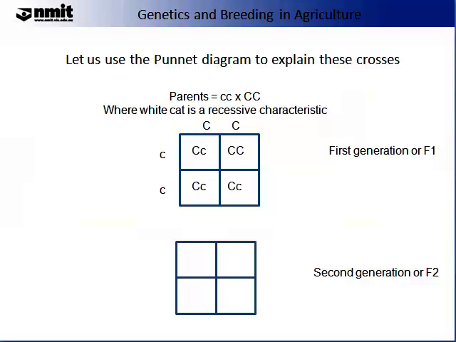We can now use the Punnett diagram to explain these crosses. As before, if you put the parents at the top and to the left-hand side, you can then work out all the first generation combinations. Our parents are a recessive cat, that's white, and a dominant cat, which is black.